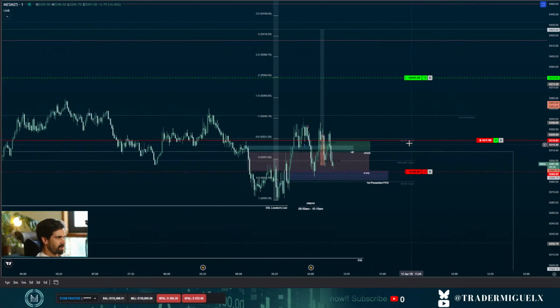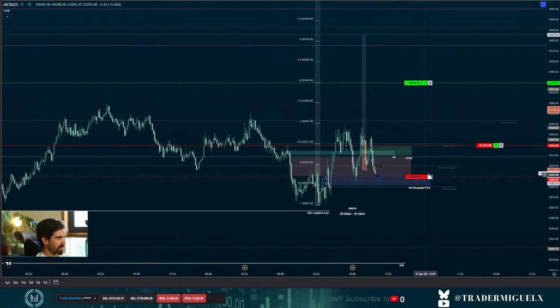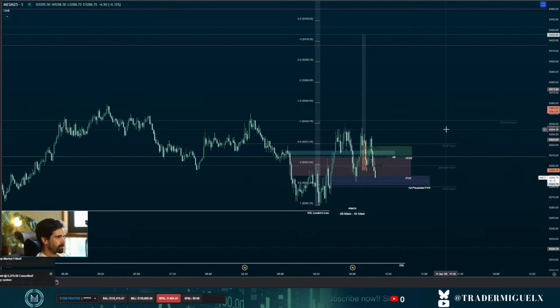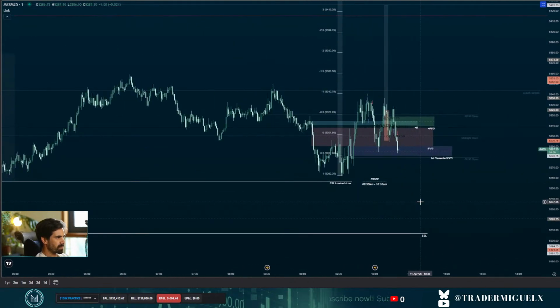Yeah, so far price did not make it to the upside. We got rejected at 8:30 open, and it seems like we will face once again some movement to the downside. If we lose the first presented fair value gap, then I guess we are primed to see lower prices.